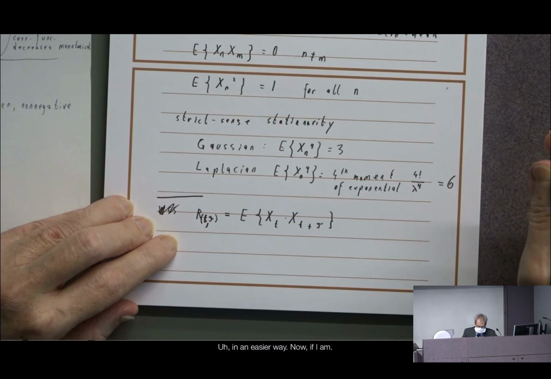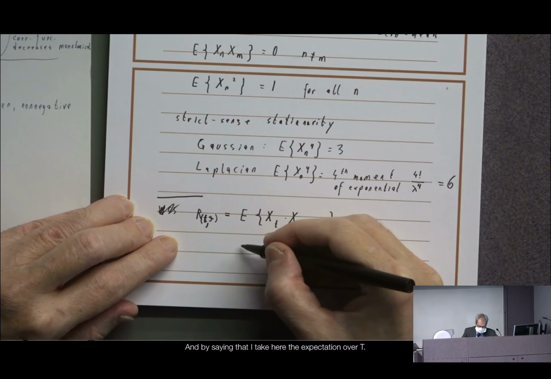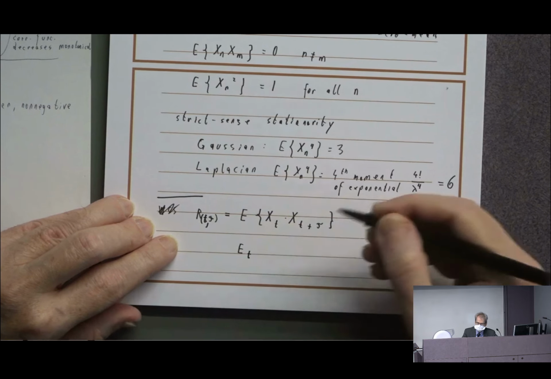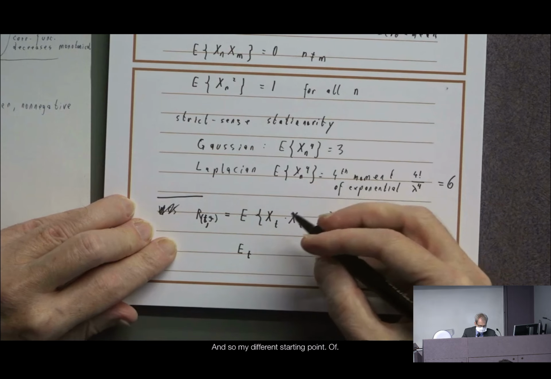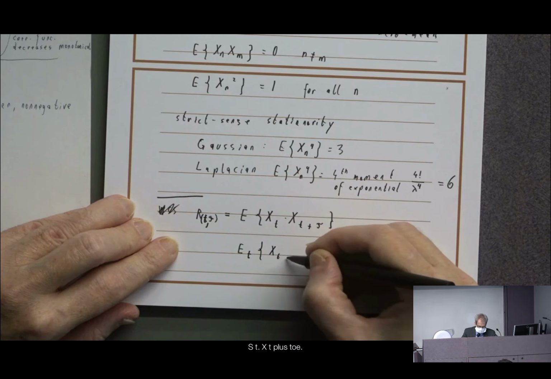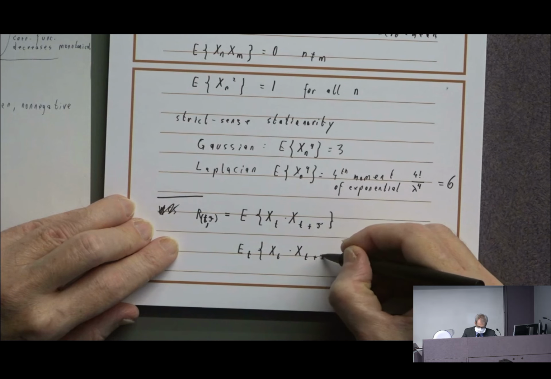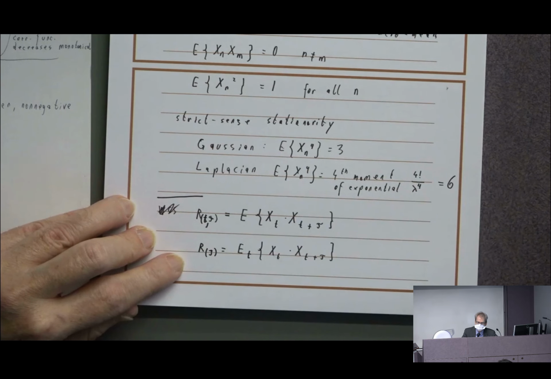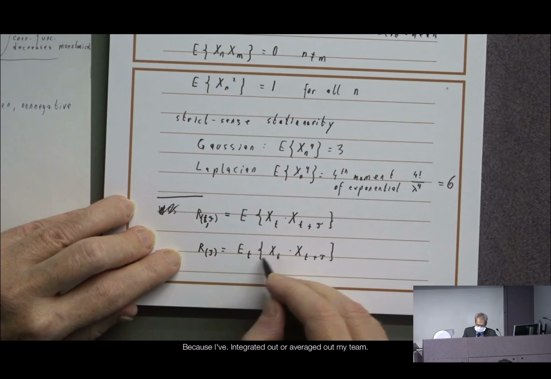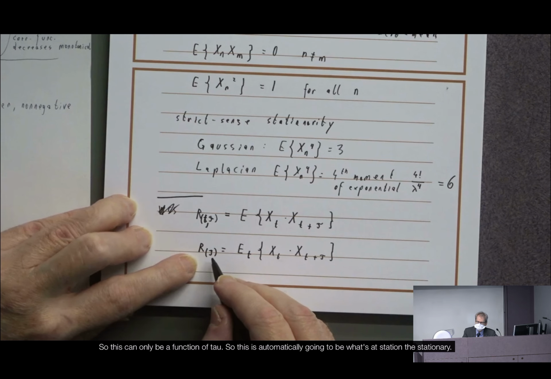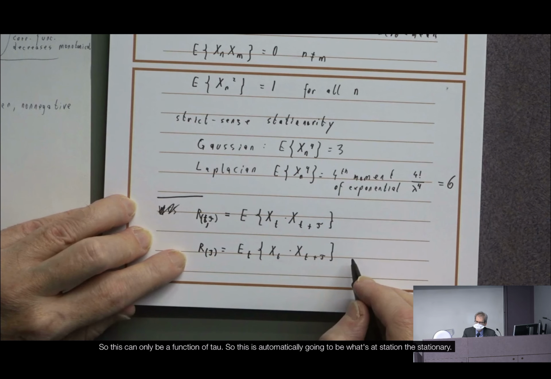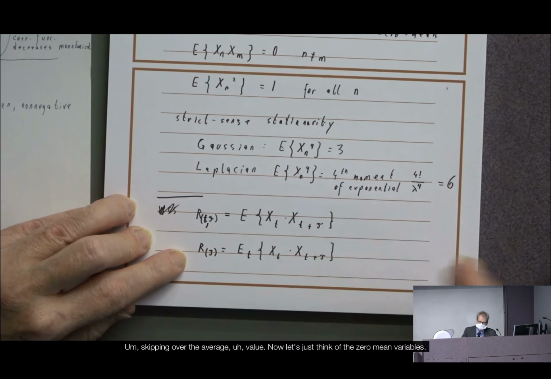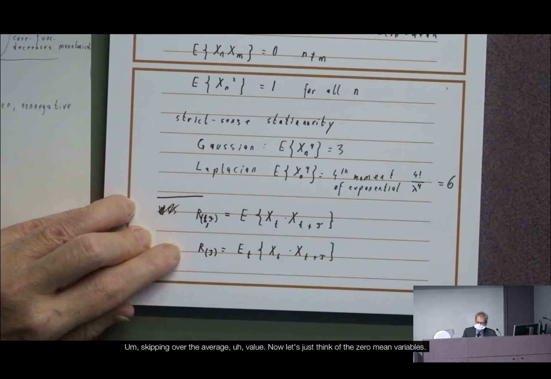Now, if I am creating a wide-sense stationary process, and by that I take the expectation over t, so my different starting points of x of t plus tau, then first of all, I have guaranteed that this is a function of tau only, because I've integrated out or averaged out my t. So this can only be a function of tau, and this is automatically going to be wide-sense stationary. I'm skipping over the average value now. Let's just think of zero-mean variables.